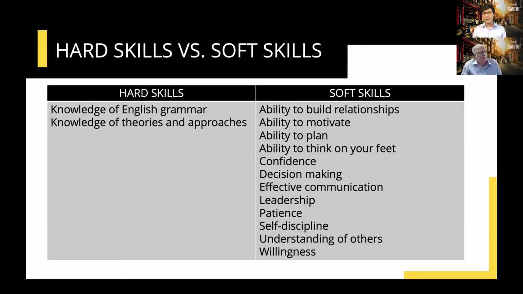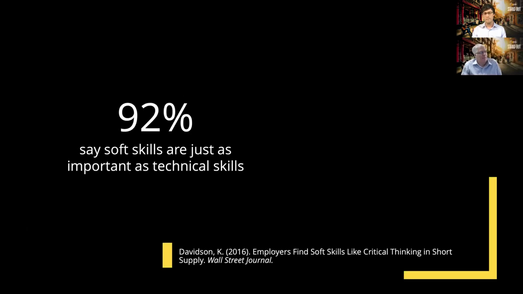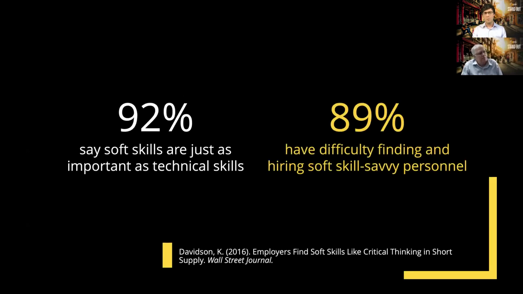Now, you might be wondering how all of this is relevant to our students. Well, the English language teaching profession isn't the only industry to view soft skills this way. In a 2015 survey by the Wall Street Journal, 92% of nearly 900 executives said that soft skills are just as important as technical skills. But the most revealing data from this survey was that 89% of these executives expressed that they have difficulty finding employees who possess soft skills.